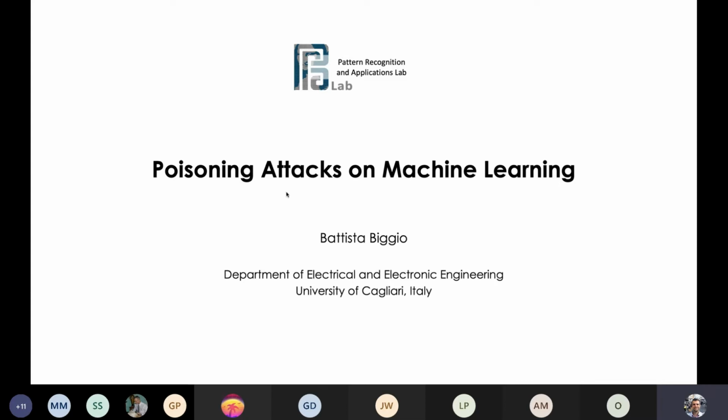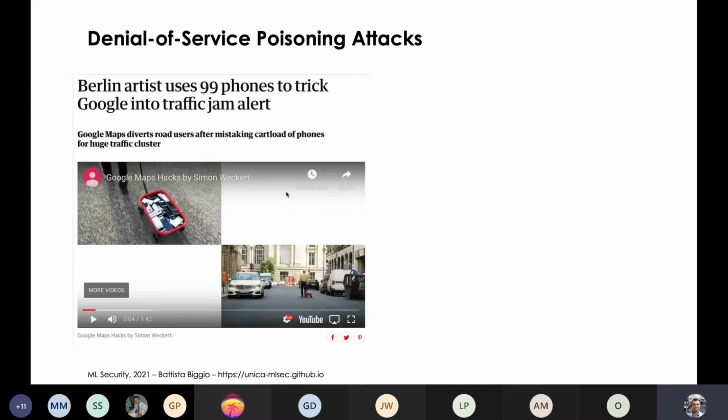So now I'm going to talk about poisoning attacks, which are a completely different setting than adversarial examples, okay? What we have here is that we, as attackers, are trying to compromise the training set or the training process of the algorithm. And there are cases in which this may happen.